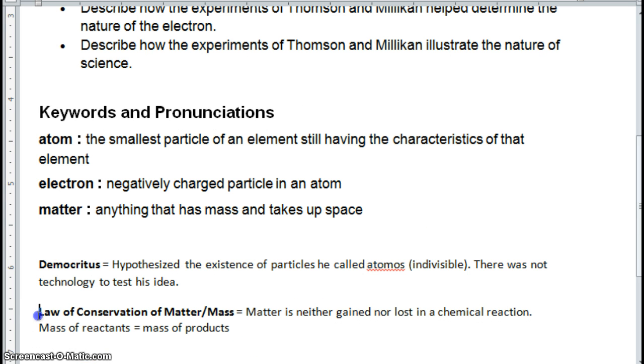And what's important is the law of conservation of matter or mass. Honestly, I wouldn't even know what that scientist was known for, even though this is one of the most common laws we refer to. So just the law is important. Matter is neither gained nor lost in a chemical reaction, so the mass of the reactants has to equal the mass of all the products. And that's something we'll be coming back to all year.